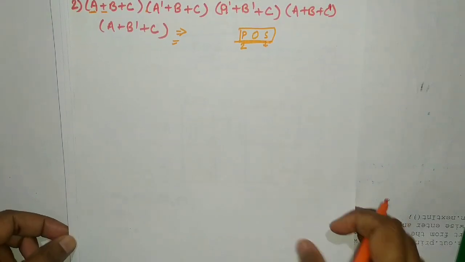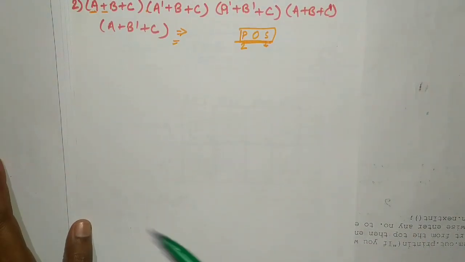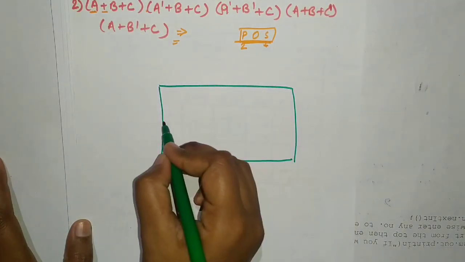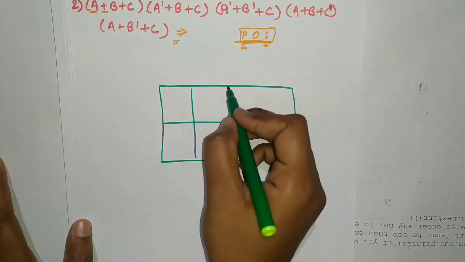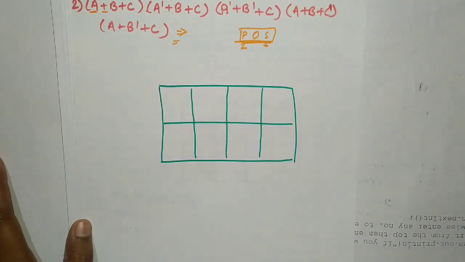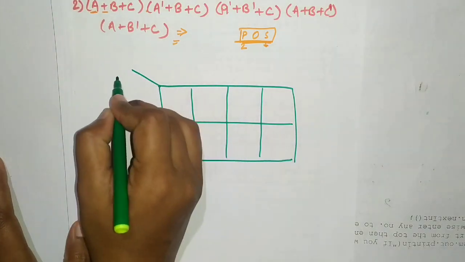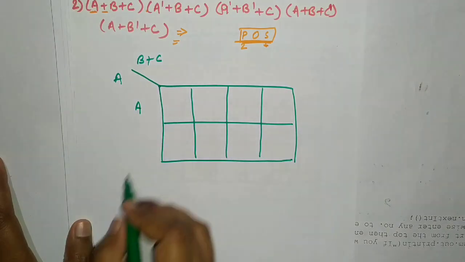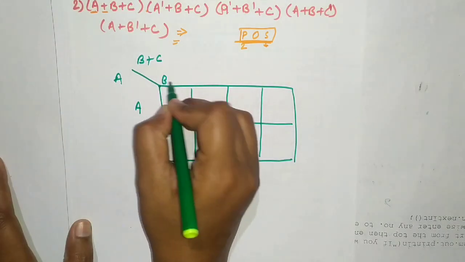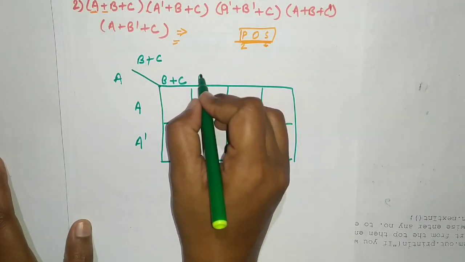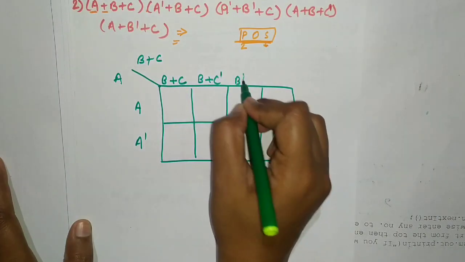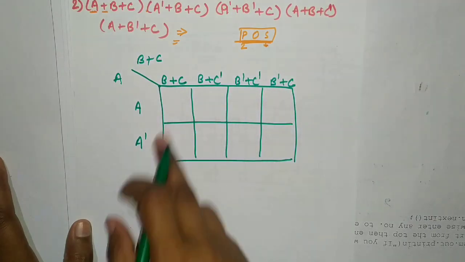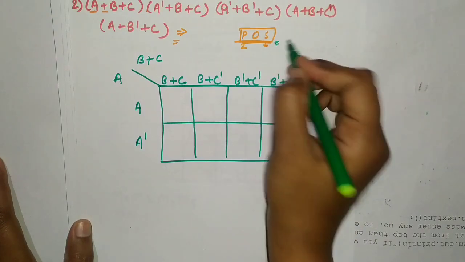So let's make a design of POS. Here there are three variables, that means we make 8 boxes. Here we write A and A dash, and here we write B plus C, B plus C dash, B dash plus C dash, and B dash plus C. This is the designing of three variable K-map for POS.